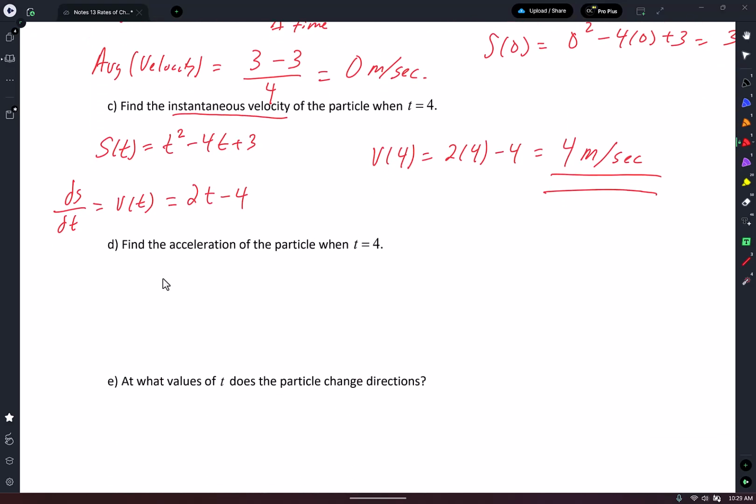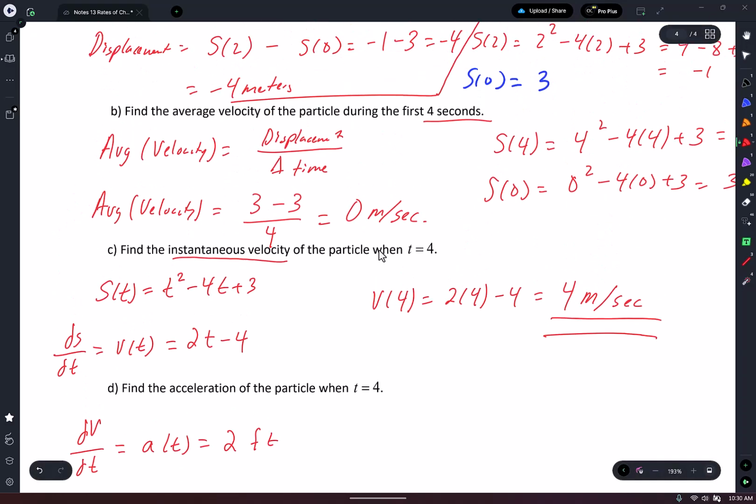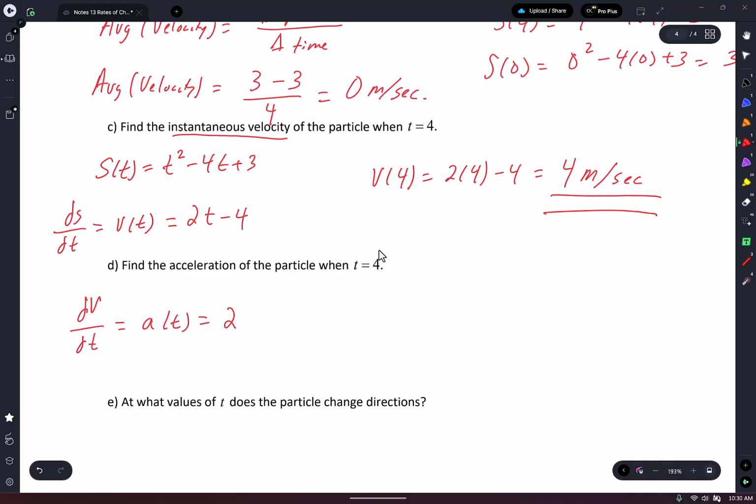Okay. Find the acceleration of the particle when t equals 4 seconds. How do I find the acceleration? Take a what? Derivative of which one? Velocity. So show them that. So go dv/dt, that's derivative of velocity with respect to time, equals a of t. So I just showed them that I'm taking the derivative of velocity. Equals, what's the derivative of 2t minus 4? 2, just 2. And I'm going to put units. It's always 2, so this is going to be 2 meters per second per second. Oh, you guys are physics people. Meters per second squared. That's fine.